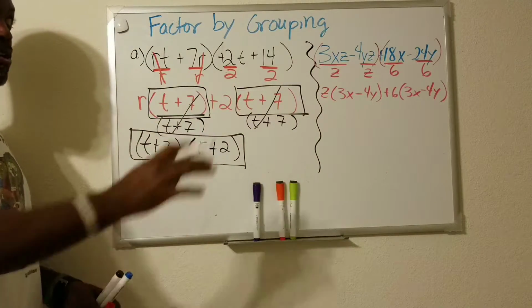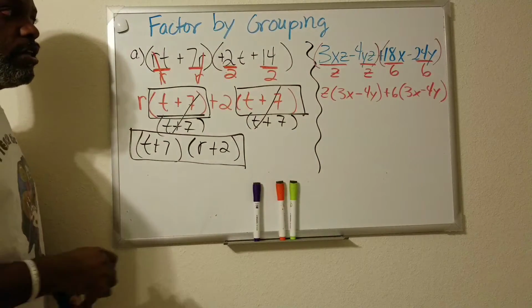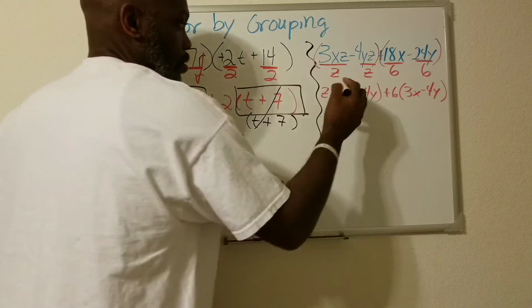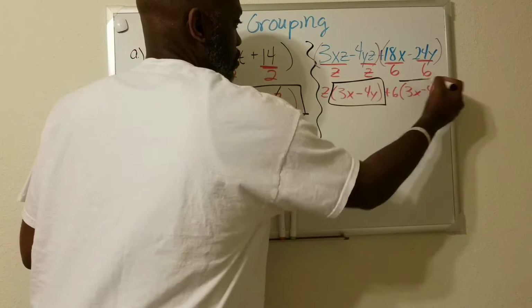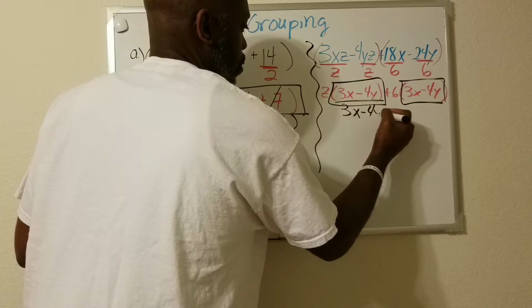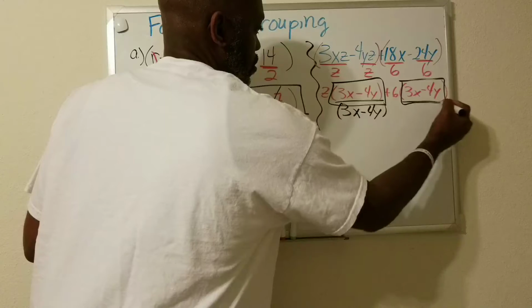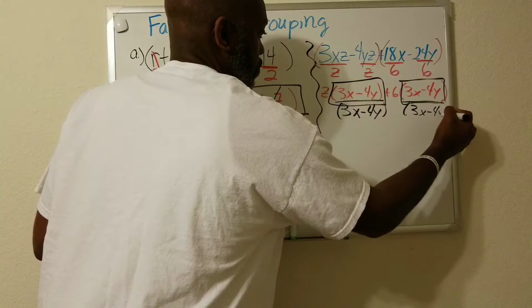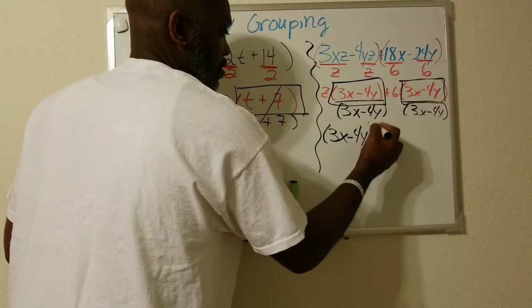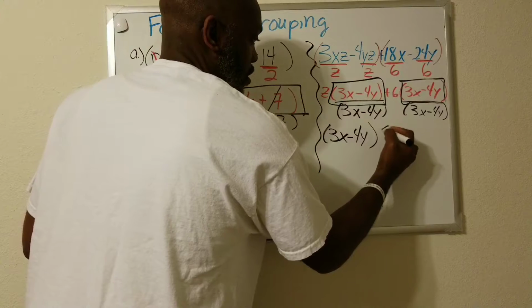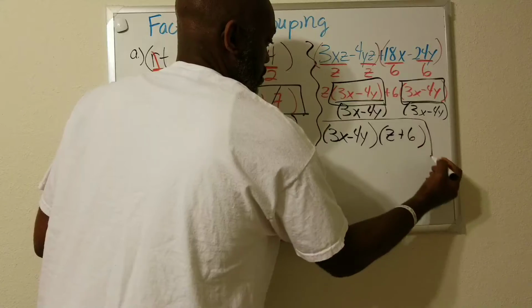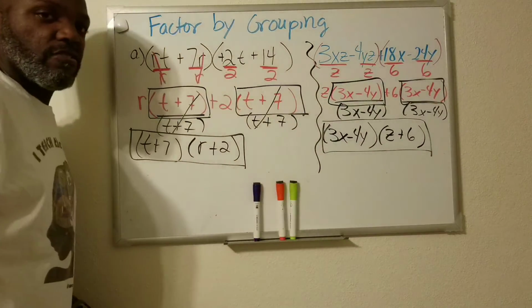All right, hopefully I'm not in your way so you can see what's going on. So now we can see that they have the same binomial, and we're going to factor that out. So we can divide by 3x minus 4y. That is our greatest common factor. All right, and what are we left with? Z plus 6. And that is our answer.